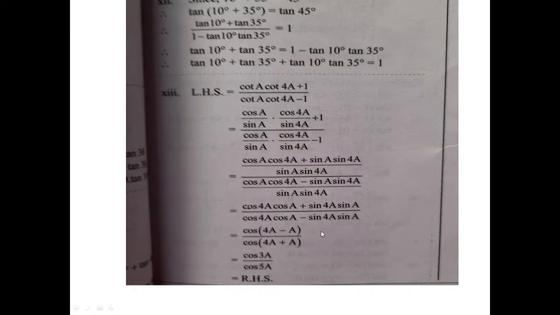Okay, so observe: sin A sin 4A cancel. Now in the numerator what do we get? Cos 4A cos A plus sin 4A sin A, and in the denominator cos 4A cos A minus sin 4A sin A. So the numerator is in the form of cos A minus B, where the value is 4A minus A, and in the denominator cos A plus B, 4A plus A. So cos 3A upon cos 5A.